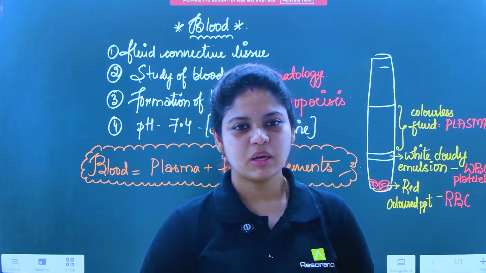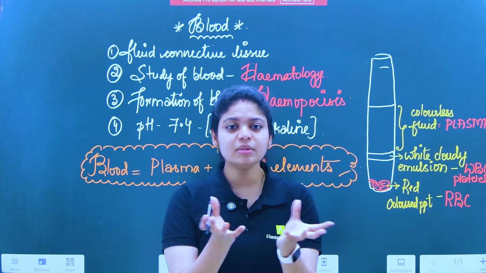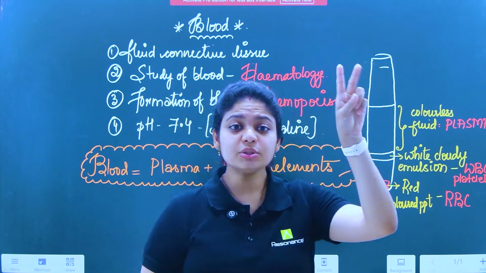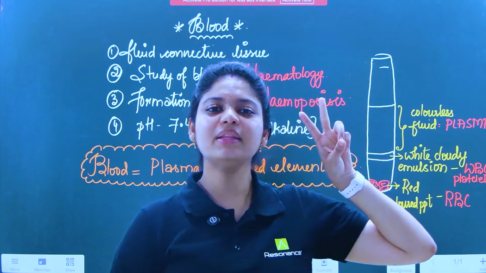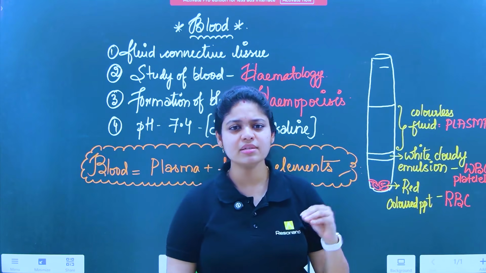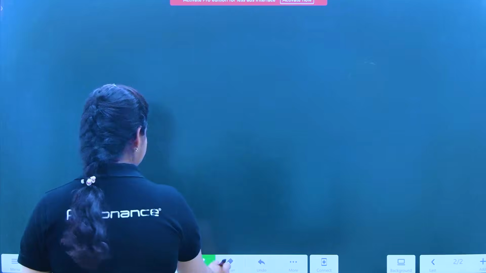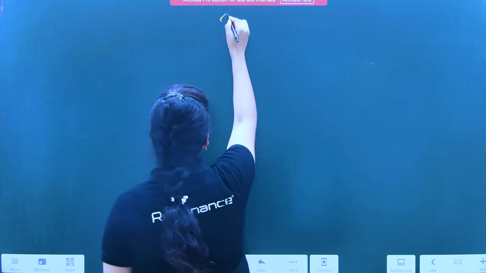Got the point? So with this we come to know that the entire blood is composed of two different components. What are the two components of blood? One is plasma and the other is formed elements. Okay, now see. I will be showing you this in the form of a flow chart.